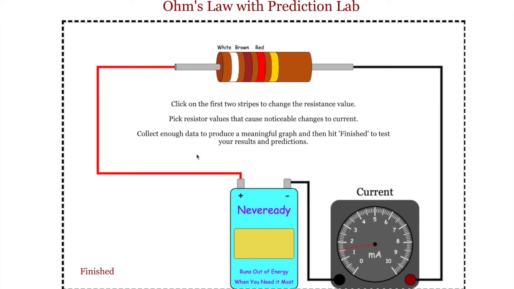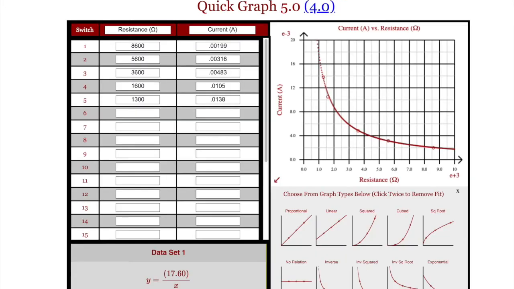Okay? When they are done and they've collected all their data, they want to create a graph of current in amps. So even though they collected in milliamps, they should graph it in amps versus the resistance of the resistor. They will then get an equation that relates current and resistance, and this is going to be Ohm's Law, so the graph constant at the top should be the voltage of their battery.